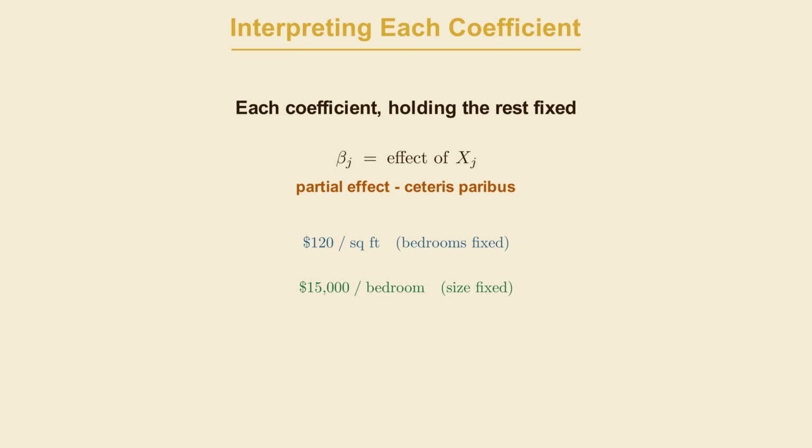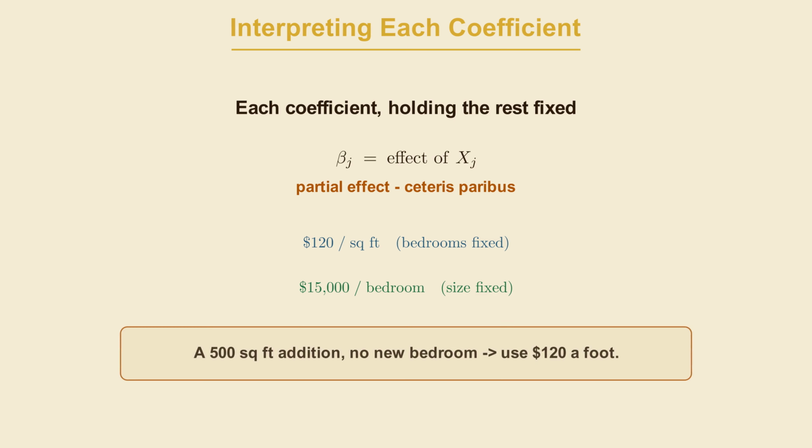So this changes what you actually do with the numbers. If an appraiser is pricing a 500 square foot addition that doesn't add a bedroom, then the number to use is the $120 a foot from the multiple regression, not the inflated figure that you pull up from a model that ignores the size. Having multiple regression hold all the other variables fixed is what makes the coefficient mean what you want it to mean.